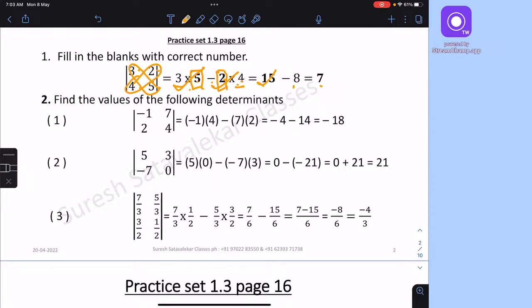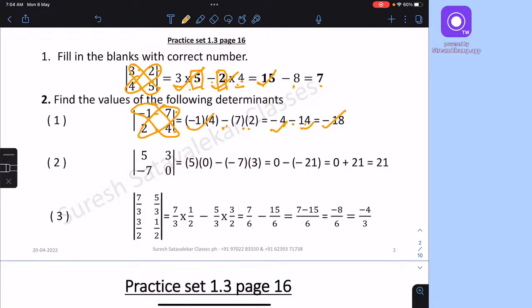Now second, find the values of the following determinants. This is similar. They are given the determinant minus 1, 7, 2, 4. First you have to multiply minus 1 and 4, and from that you have to subtract the product of 7 and 2. Minus 1 into 4 is minus 4. Subtract means minus. Product of 7 and 2 is 14. Minus 4 minus 14. When we have two numbers of the same sign, we have to add the numbers. 14 and 4 is 18, and give the common sign, minus 18. So the answer is minus 18.